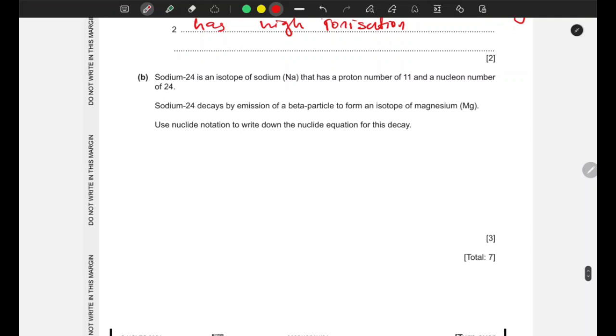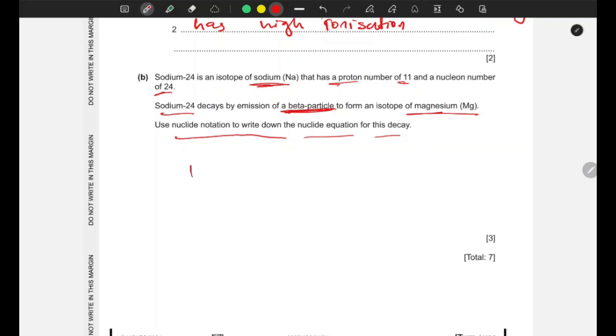Part B. Sodium 24 is an isotope of sodium that has a proton number of 11 and a nucleon number of 24. Sodium 24 decays by emission of a beta particle. So since it's a beta particle, the proton number would increase by 1, and the mass number would stay the same, to form an isotope of magnesium. Use nuclide notation to write down the nuclide equation for this decay.